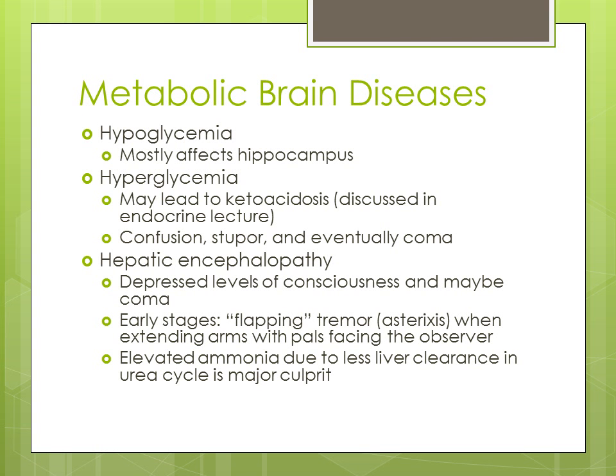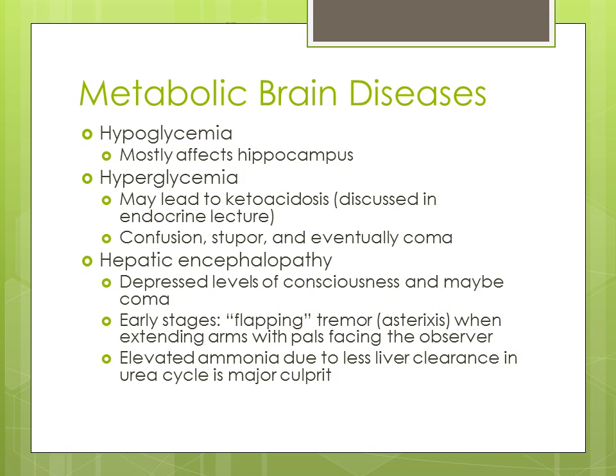And then this is just a slide to touch on how different metabolic disorders can affect the brain. Hypoglycemia is mainly going to affect the hippocampus of the brain, and the hippocampus is where you create your short and long-term memories. So hypoglycemia can really affect memory. And then hyperglycemia, we talked about the ketoacidosis in the endocrine lecture. This will really lead to more confusion, stupor, and potentially coma. And then with the hepatic encephalopathy, they're going to have some kind of depressed level of consciousness, possibly coma.